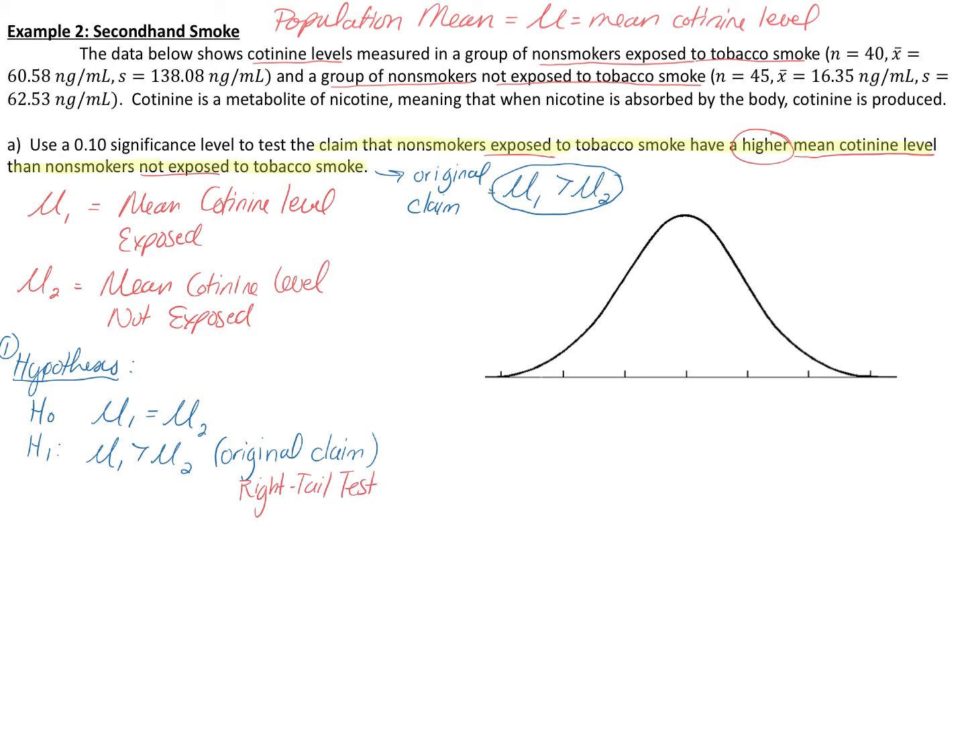Now we need to gather some sample data to test the claim that mu1 is greater than mu2. From the problem, we do have some sample data for each group, so I'll squeeze it in at the top here. For the group that is exposed to tobacco, our sample size n sub 1 is 40. Our sample mean, the mean cotinine level for this sample, is 60.58 nanograms per milliliter, with a standard deviation of 138.08 nanograms per milliliter. So that's our first group.